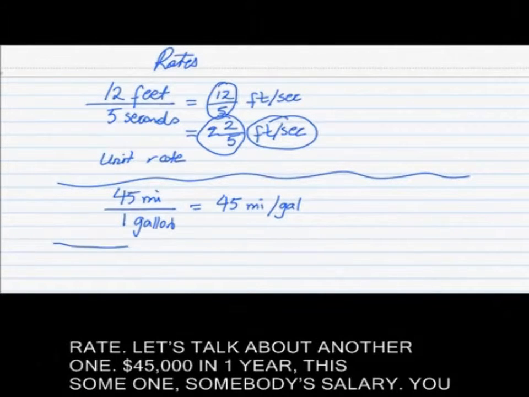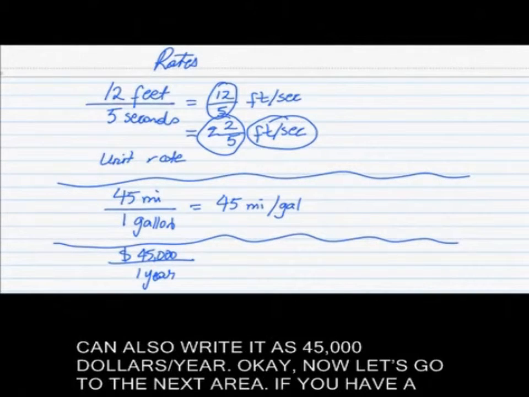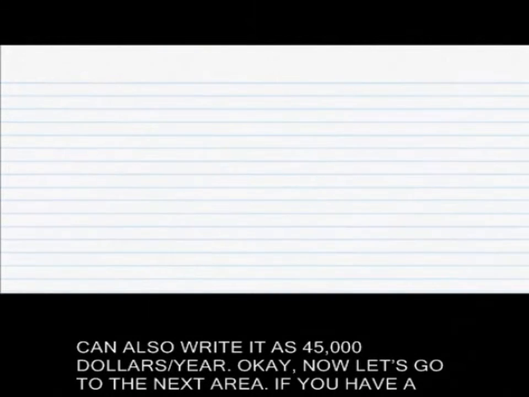Let's talk about another one. $45,000 in 1 year. This is somebody's salary. You can also write it as $45,000 per year. Okay, now let's go to the next area.